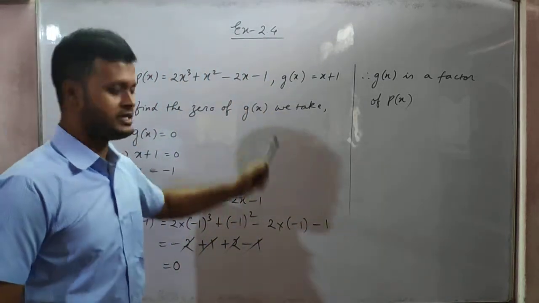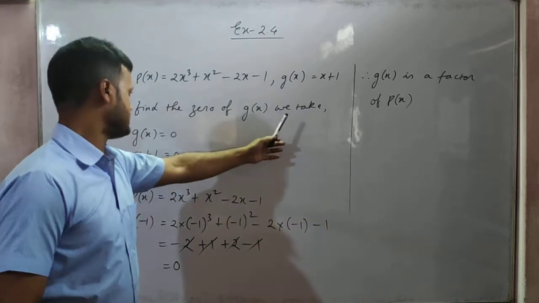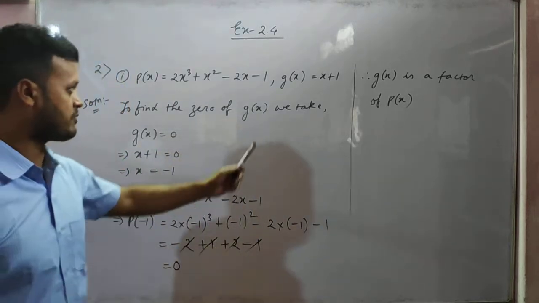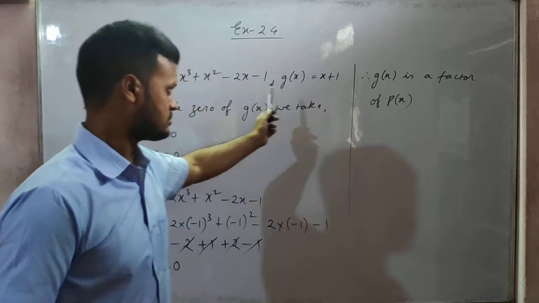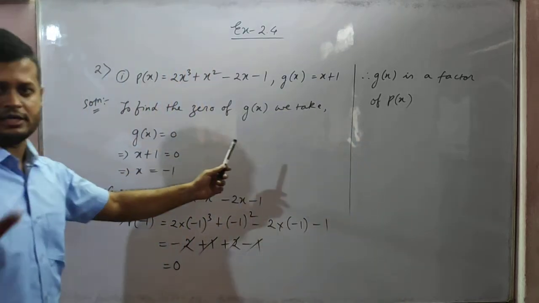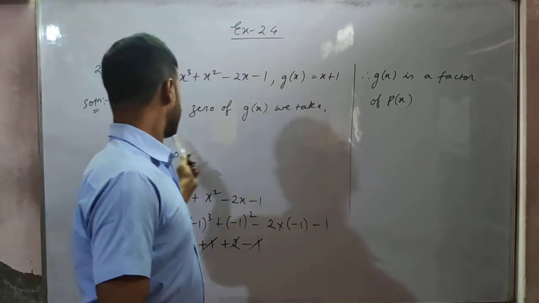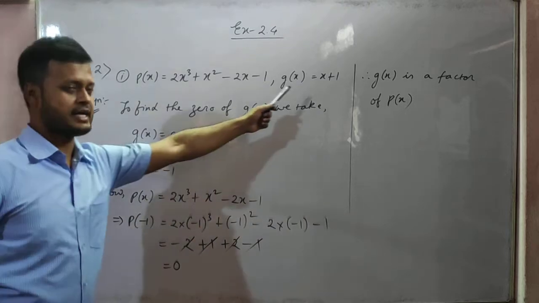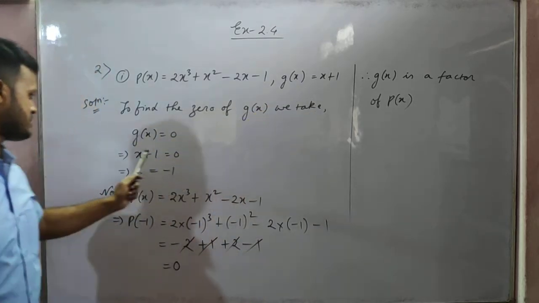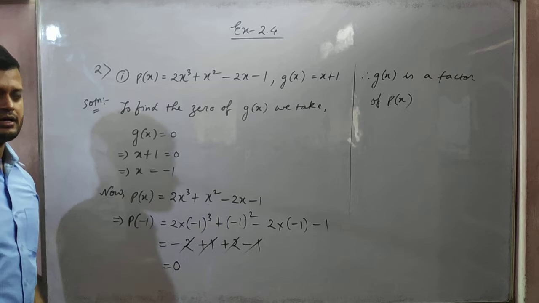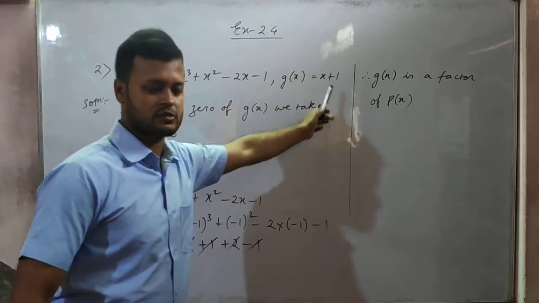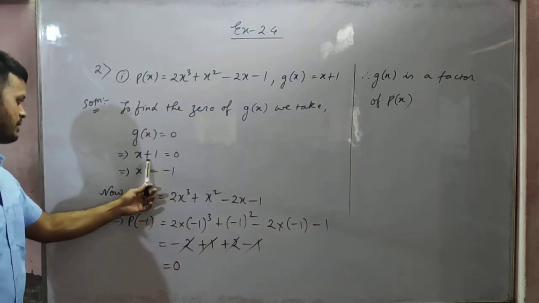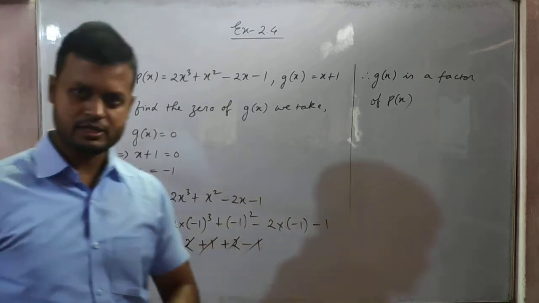So to find the zero of g(x), friends, we take g(x) is equal to 0. We have to find the zero of g(x) first, isn't it? What is the value of g(x), students? x plus 1, isn't it? In place of g(x) you put x plus 1, plus 1 you take to the right hand side, it will become minus 1, isn't it?